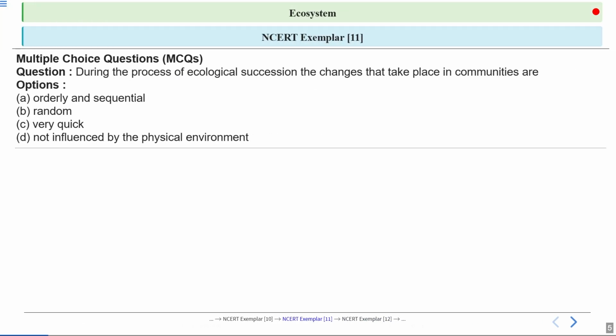Okay, let's begin with the multiple choice questions. The first question is: during the process of ecological succession, the changes that take place in communities are. This question is based on the topic ecological succession. You have the options: orderly and sequential, random, very quick, and the last option, not influenced by the physical environment. So what will be the correct answer?